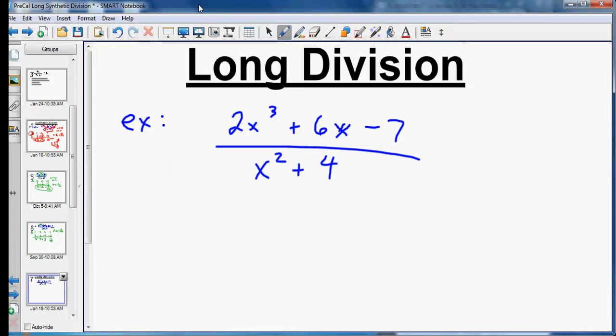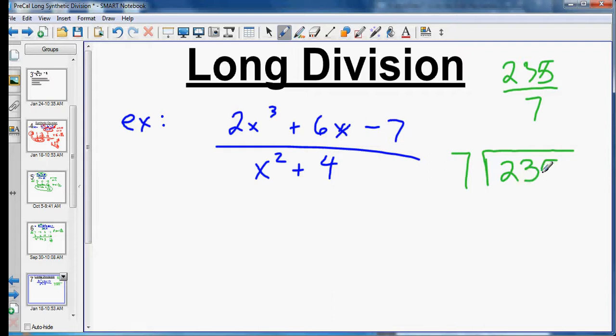Okay, before I do this example, I want to remind you how you used to divide just with numbers. So let's say I'm just doing random numbers here, 235, and we're dividing it by 7. If I were to do long division, back when I was in 4th grade, my 4th grade teacher would always make us say, divide, multiply, subtract, bring down. Divide, multiply, subtract, bring down. So those 4 steps are the way to do it.